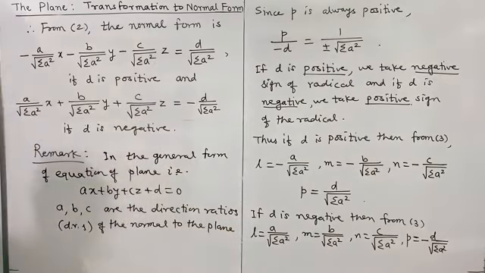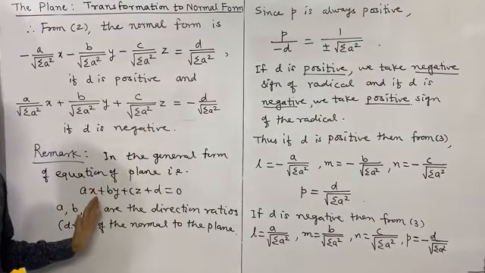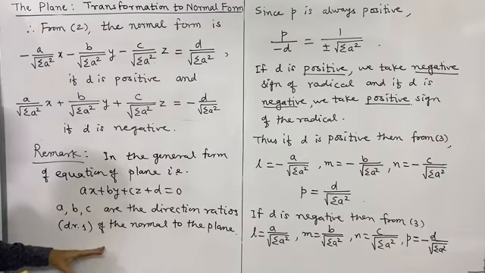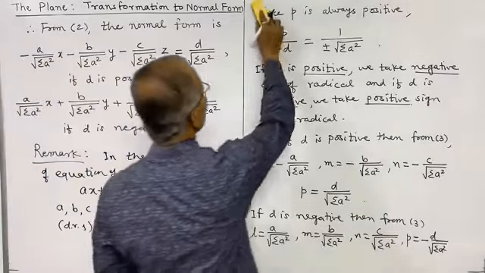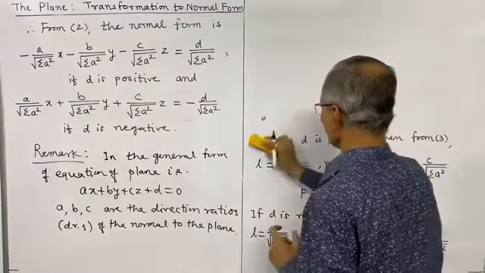So every time we write the equation of plane in general form, always the coefficients of X, Y, Z represent the direction ratios of the normal to the plane. And now we consider one example of transforming the equation to normal form.